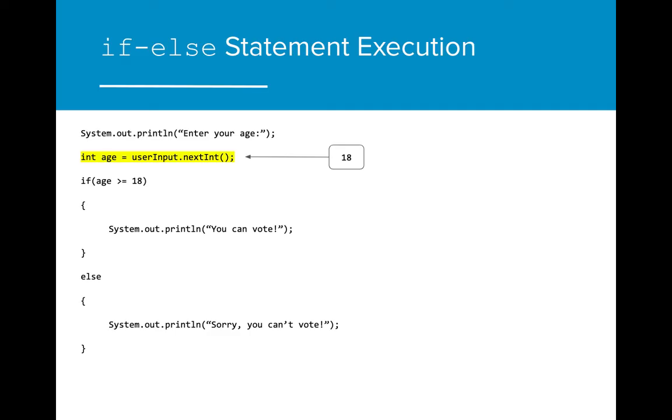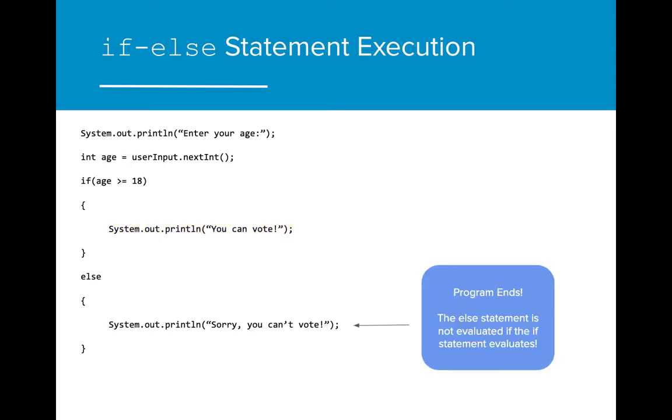When we input 18 into the console, the variable age now holds the value 18. In the next statement, the if statement is asking if the variable age is greater than or equal to 18. Since the value of age is greater than or equal to 18, the condition is returned as true to the if statement. The program then executes the code within the if statement. Then the program ends. Because the if statement was evaluated, the else statement does not get evaluated at all, and the program continues to whatever comes after the if-else statement.